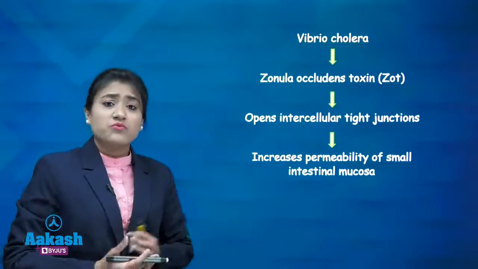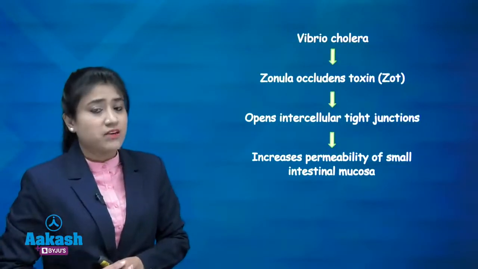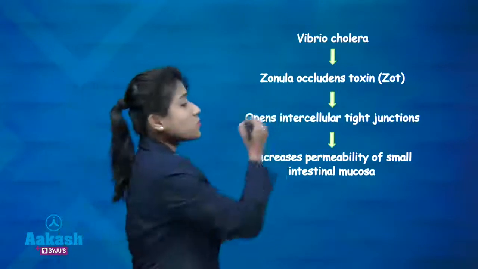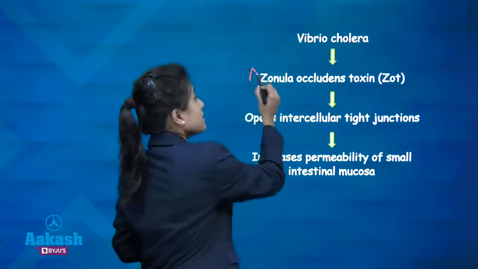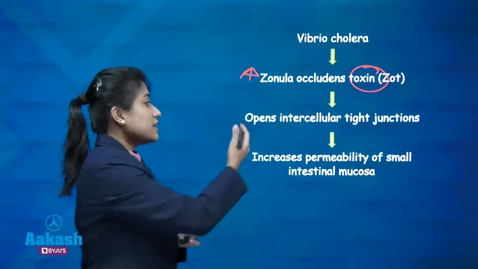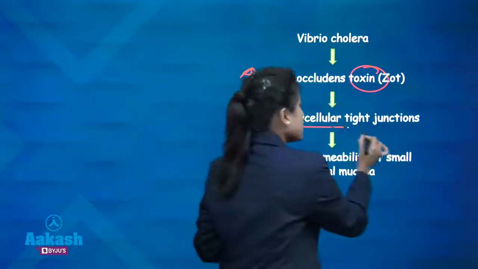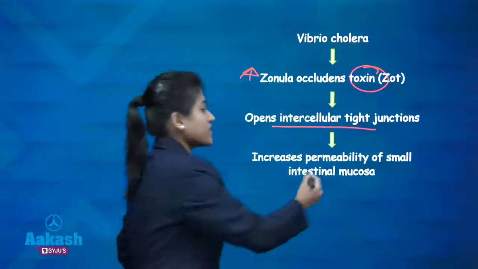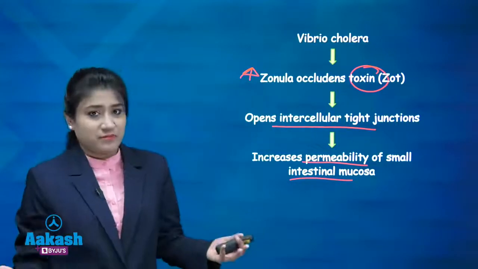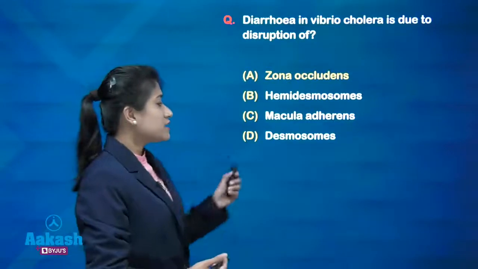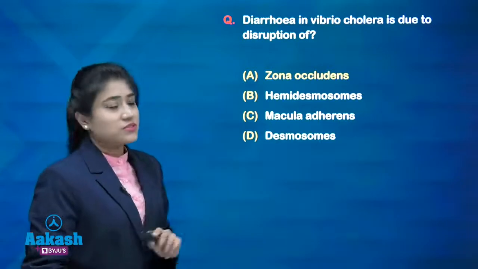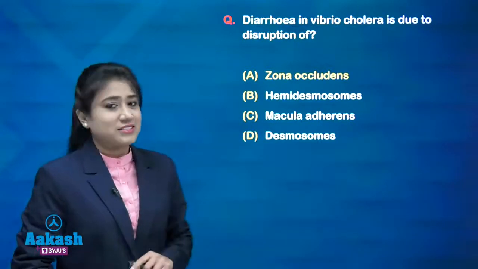Then, how is Vibrio cholera causing diarrhea? By disrupting zona occludens. Remember guys, Vibrio cholera produces zona occludens toxin which destroys the tight junction, leading to opening of the intercellular tight junction, which will increase permeability of the small intestinal mucosa, leading to diarrhea. That's why the answer to this question is zona occludens. Diarrhea in Vibrio cholera is due to disruption of zona occludens.